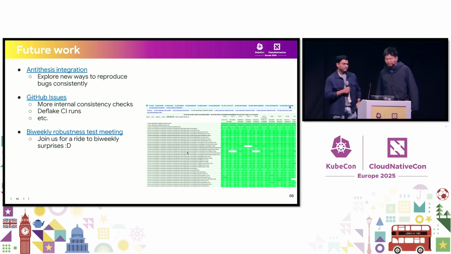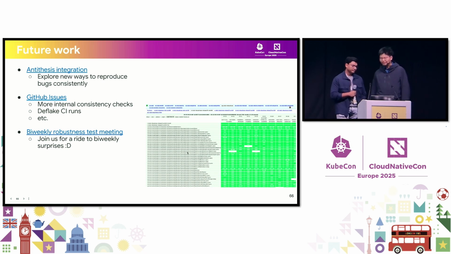Some future work, starting I think next week, we will have this Antithesis integration. We will explore new ways to reproduce our bugs consistently. We will try to see how Antithesis can help us improve our robustness test suite. There are a lot of GitHub issues open targeting the robustness test, such as adding more internal consistency checks or deflaking CI runs, like the long-standing issue of QPS.